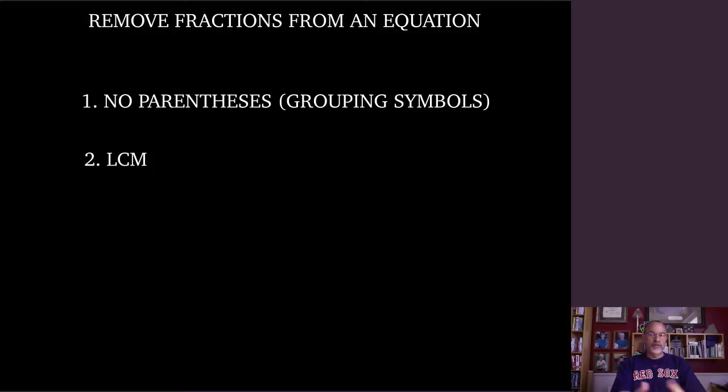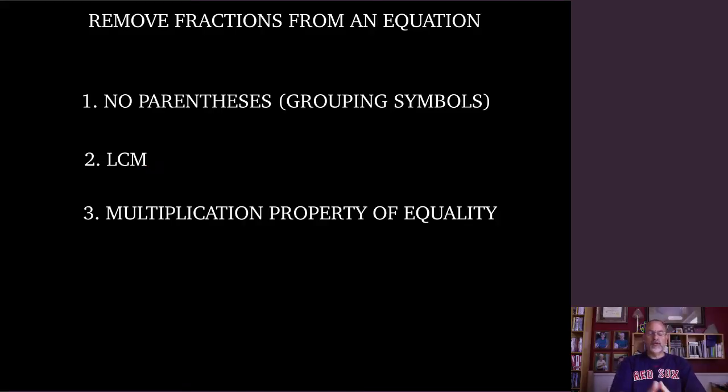The way we're going to do that is to determine the least common multiple of our denominators. So we're going to find the common denominator, so to speak, of the fractions. But rather than changing all the fractions into fractions with common denominators, we're going to apply the multiplication property of equality. Now, the multiplication property of equality we're going to use a lot when we get to elimination, but we're going to use it here too.